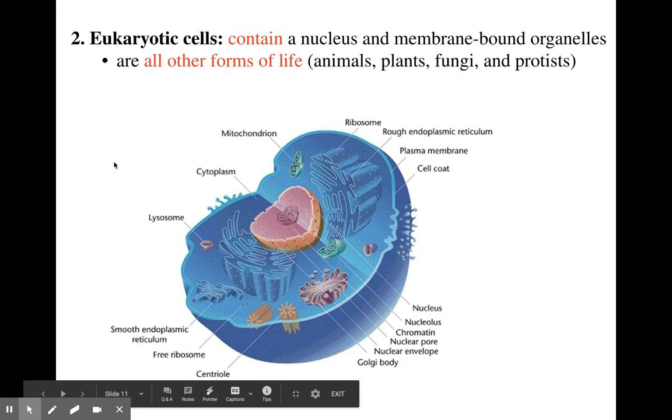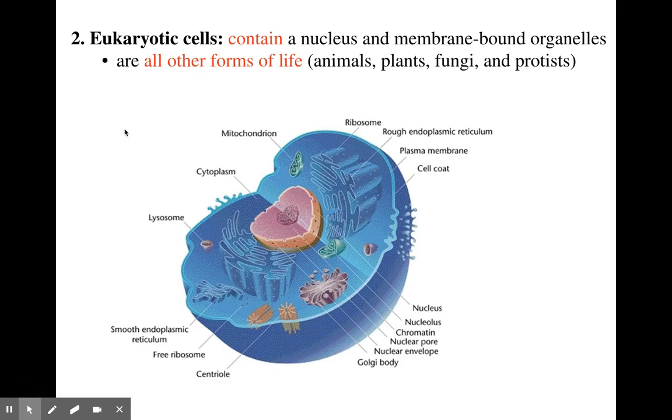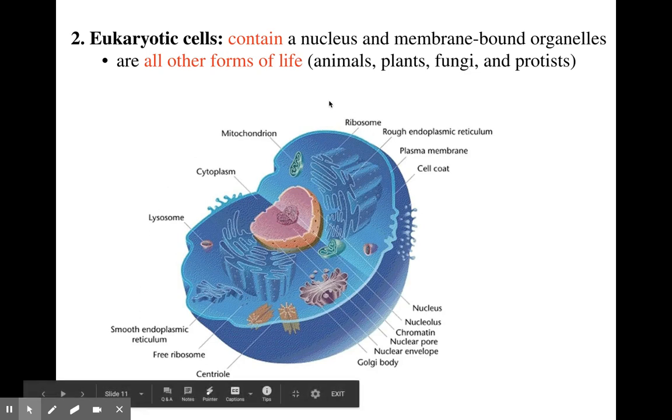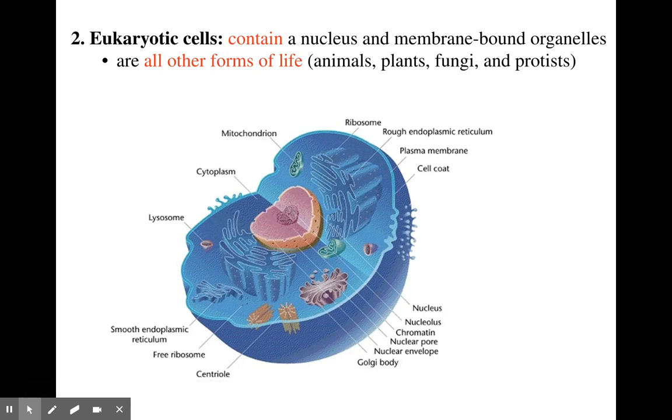Now, eukaryotic cells is everything else on planet Earth. If you're not a bacteria, you have a eukaryotic cell. And the eukaryotic cells have a nucleus and membrane bound organelles, which we're going to spend 3 lectures going over because there's a lot of them. So everything else on Earth, animals, plants, fungi, protists, those are kingdoms. All of those things have eukaryotic cells. You, human being, are in the animal kingdom. You have this kind of setup in your eukaryotic cells in your body.